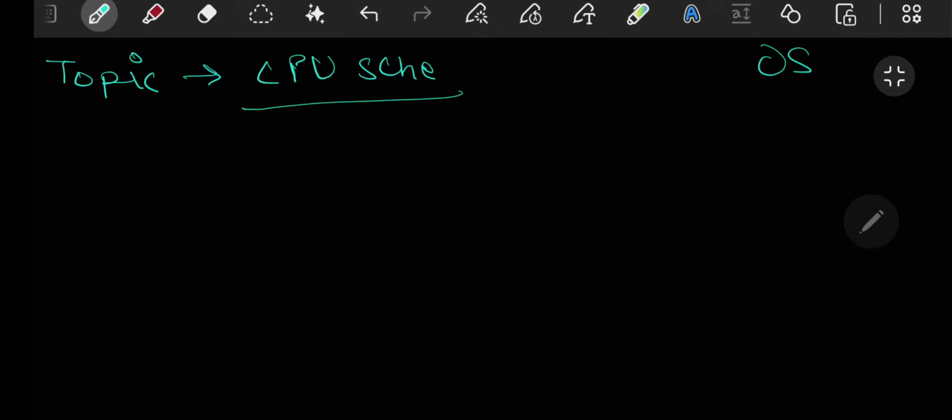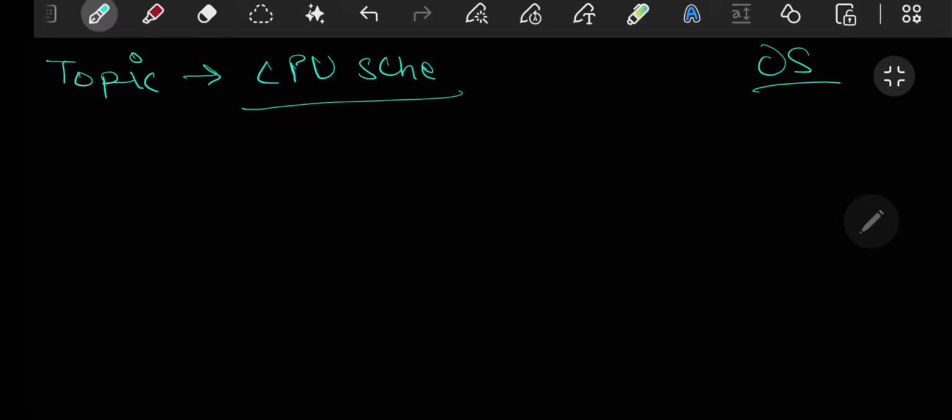Hello friends, today I will be teaching you, we will be starting operating system. So in today's lecture, we will be studying the topic of CPU scheduling. CPU scheduling, okay, and the subject is operating system. So today I will be explaining what actually is an operating system and why we are studying this subject.